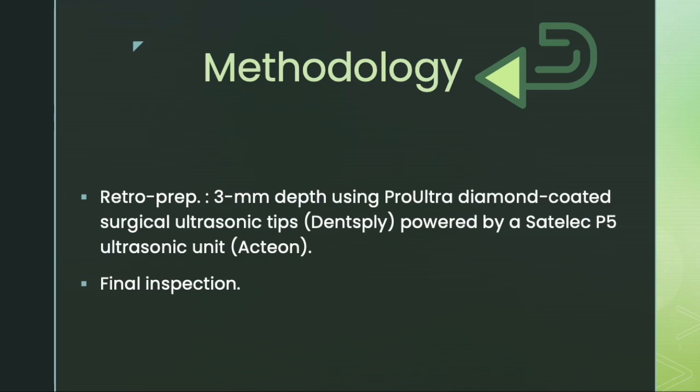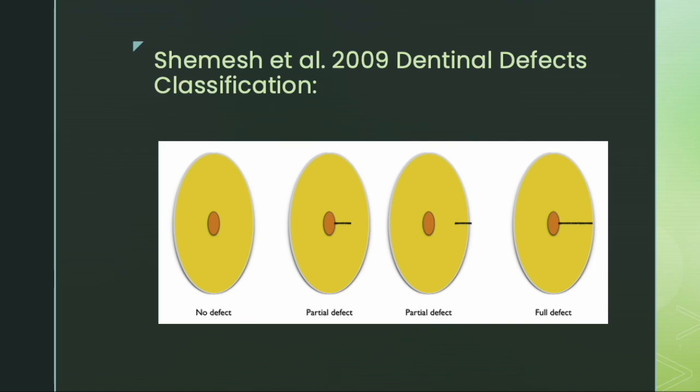The dentinal defects were defined as all lines that appear to disrupt the integrity of the dentin on the root end surface that extended either from the external root surface or from within the canal lumen onto the resected root surface. The defects were then classified as either intact, partial, or complete defects, as illustrated in this figure, which was proposed by Shemesh and others in 2009.